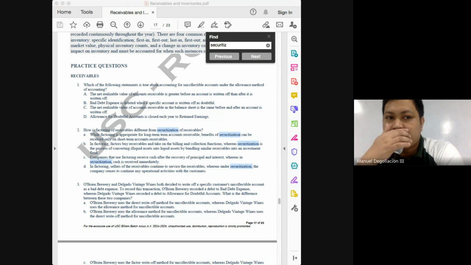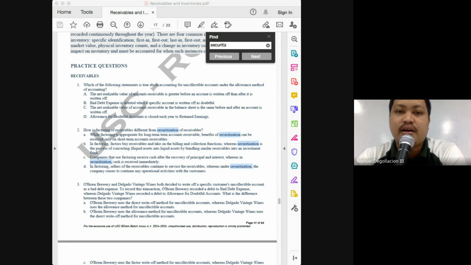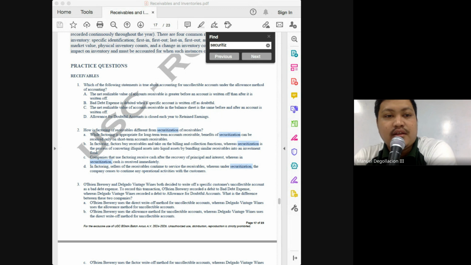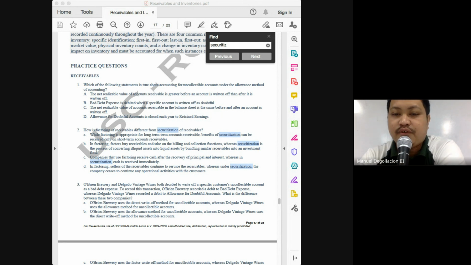Okay, so number one, which of the following statements is true about accounting for uncollectible accounts under the allowance method of accounting? The answer here would be letter C, class. But for some reason, many students would forget that the write-off of receivables would actually not have any impact on the net realizable value of your receivable.